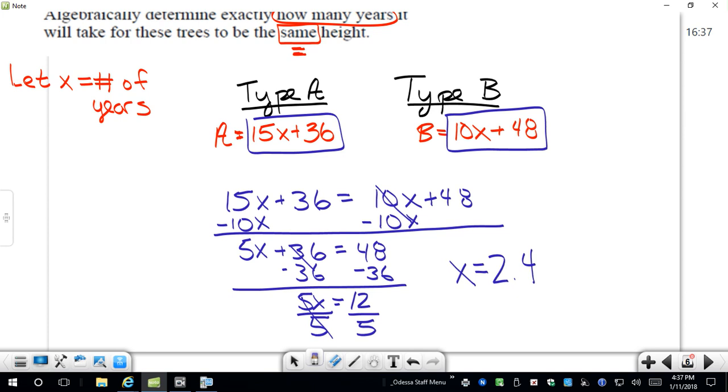But they simply asked here for the number of years it will take for the trees to be the same height. They didn't ask for the height that the trees will be. They just wanted to know how many years it will take. So, guys, we're simply going to say that it will take 2.4 years for the trees to be the same height.